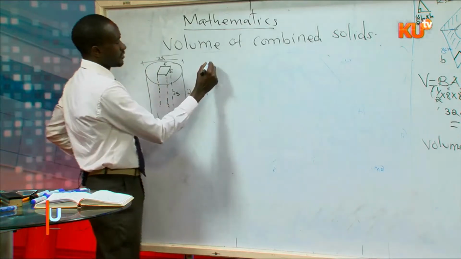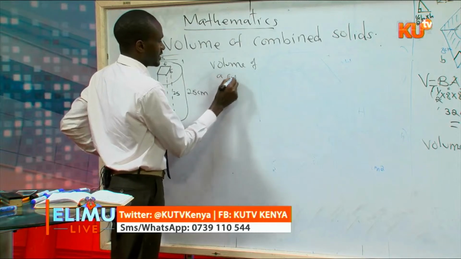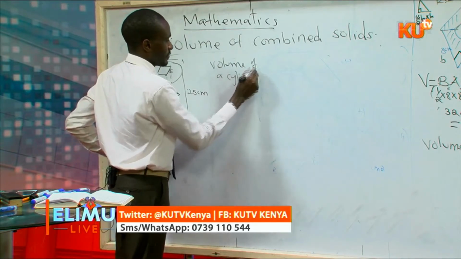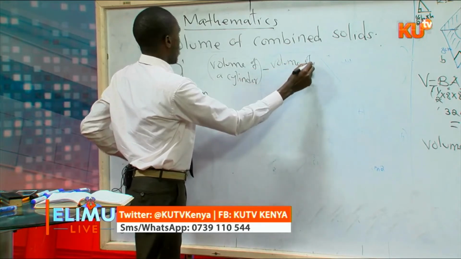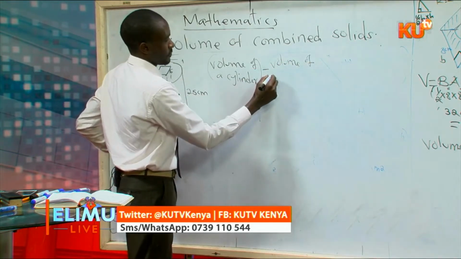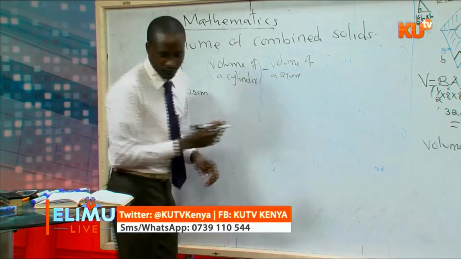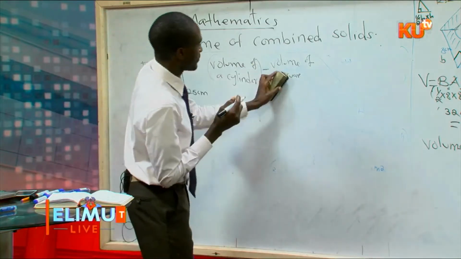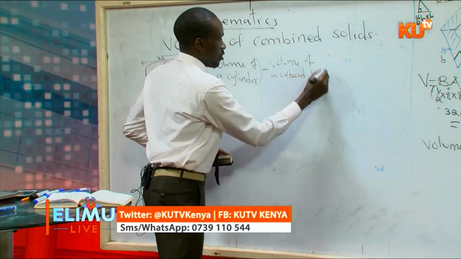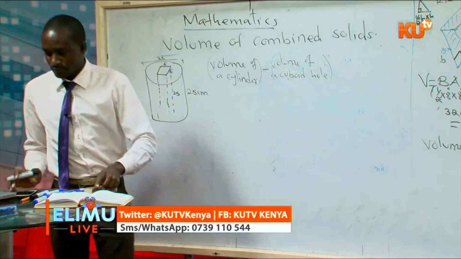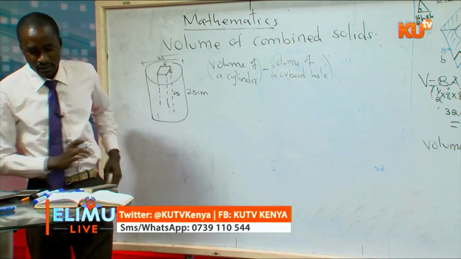What do I do? Find volume of a cylinder, take away volume of a square, volume of a cuboid hole. Now, as a learner, what do you do? You'd go one by one.